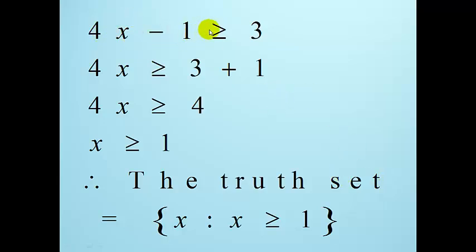If we have 4x minus 1 greater than or equal to 3, take note that because we are solving for x, we have to group the constants on one side. So grouping the constants on the right hand side, take note that minus 1 on the left hand side of the inequality becomes plus 1 on the right hand side, and 3 plus 1 is equal to 4. Now if 4x is greater than or equal to 4, how do we solve for x? We divide the left hand side by 4, and that will give us x. And we divide the right hand side by 4, and 4 over 4 is equal to 1. So x is greater than or equal to 1. Therefore the truth set is the set of x such that x is greater than or equal to 1.